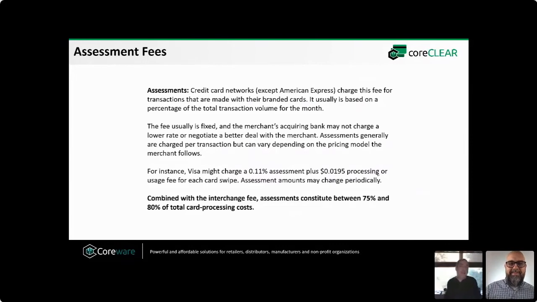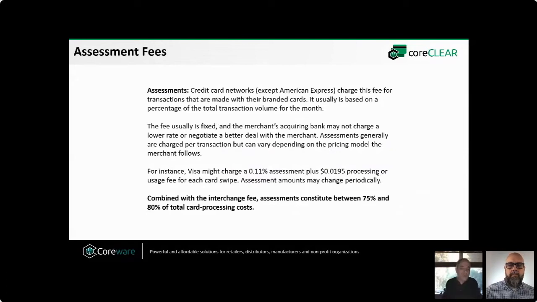So the other fees are, again, non-negotiable. So interchange, non-negotiable. Assessment fees are non-negotiable. Amex doesn't charge an assessment fee, but the other networks, Visa, MasterCard, Discover, they do charge what's called an assessment fee. And it's usually based on a percentage of the total transaction volume for the month. So that's a fee that you won't necessarily see in your daily, right? Just to confuse things even more, a lot of times those assessment fees are taken out on a monthly basis, right? And they can vary.